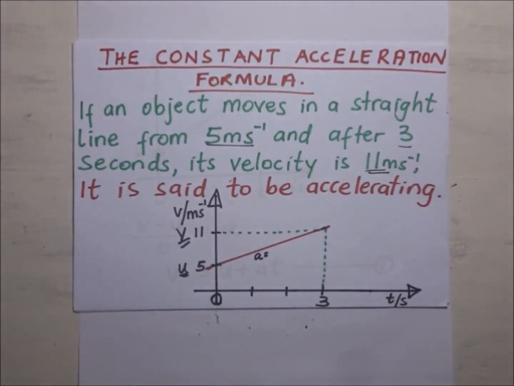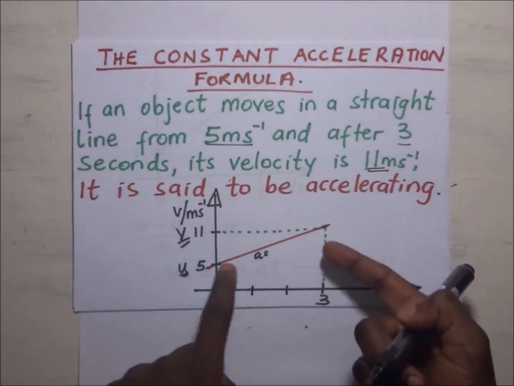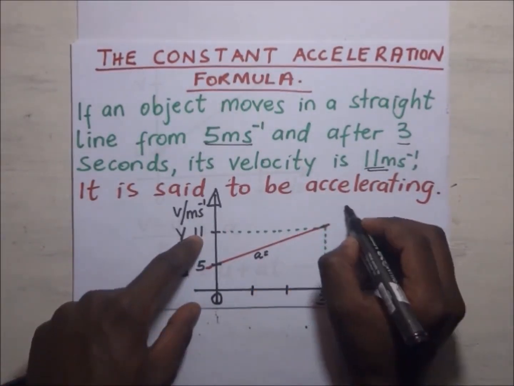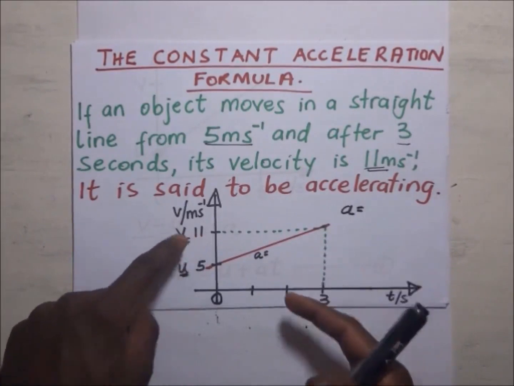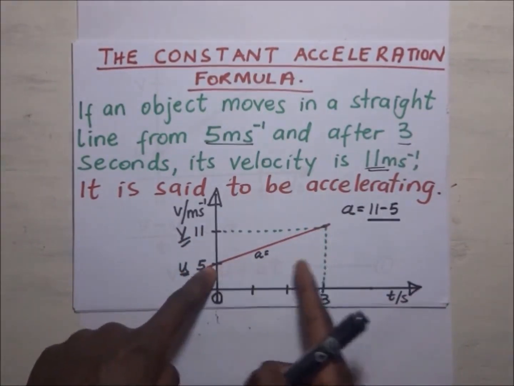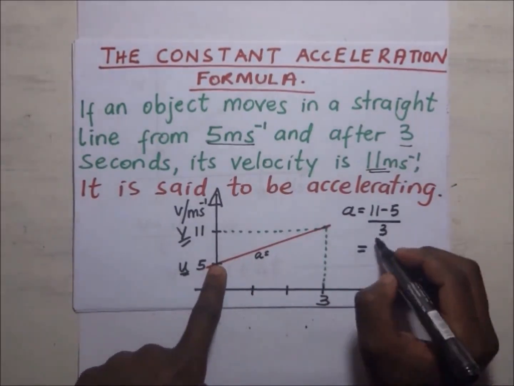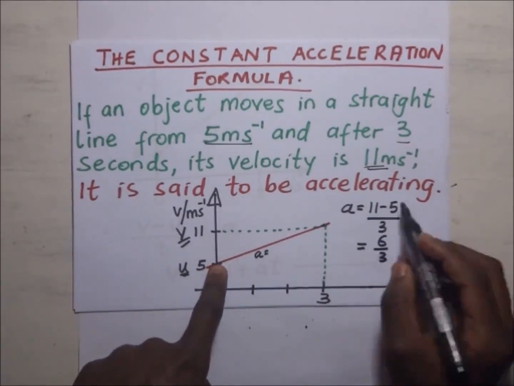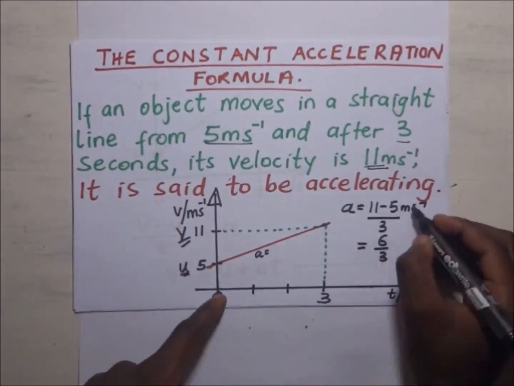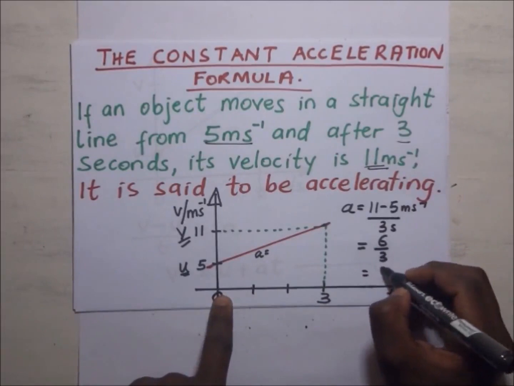Now to find the gradient, the formula for gradient is the change in y divided by the change in x. So what is changing in y? The final velocity 11. To get the acceleration, the slope, acceleration is going to be equal to the change in y, which is 11 minus 5, divided by the change in x. The change in x is the final minus the initial, which is 3 minus 0, giving us 3. 11 minus 5 is 6, divided by 3. This 11 minus 5 is in meters per second, and this time is in seconds. So 6 over 3 is going to give us 2.